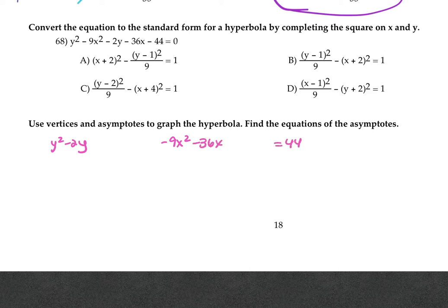For the y, we don't have to take anything out. So we would take the 2, divide it by 2. That's 1 squared. It's 1. So we're going to add that here and here. 4, and I'd get y minus 1 squared.